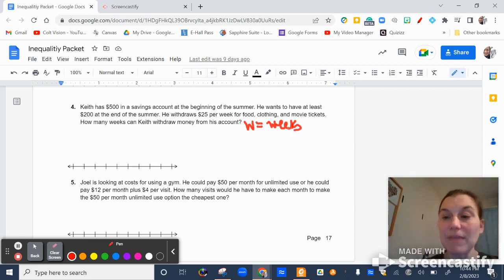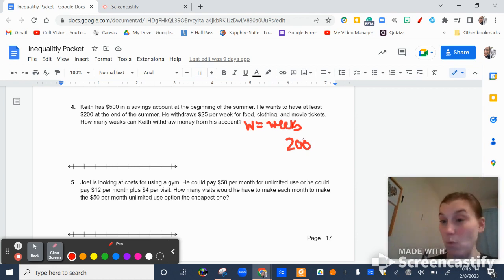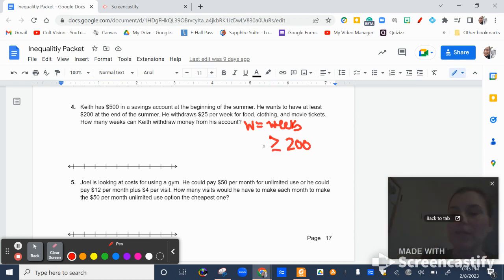And then I'm going to identify what's the end result of the total. Now, you might be thinking 500 is the total, but 500 is the amount of money he starts with. At the end of the summer, after everything happens, he wants to end up with 200. So that's really the end result. Now he wants to have at least 200, so that means he's okay with more than 200, but he at least is greater than or equal to.